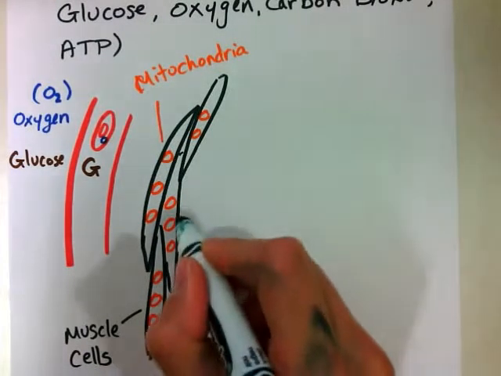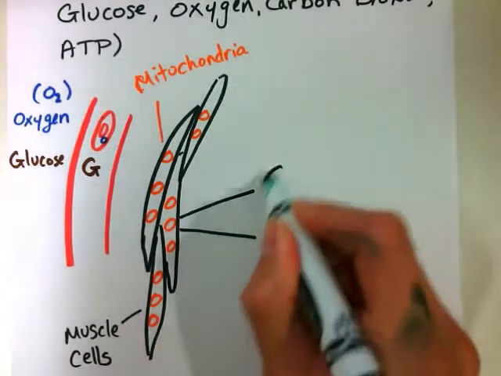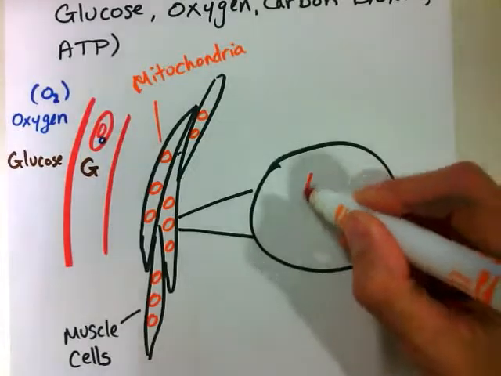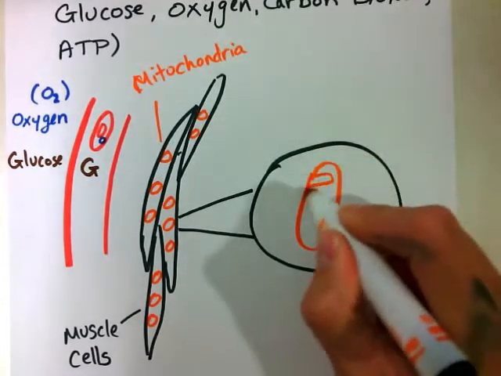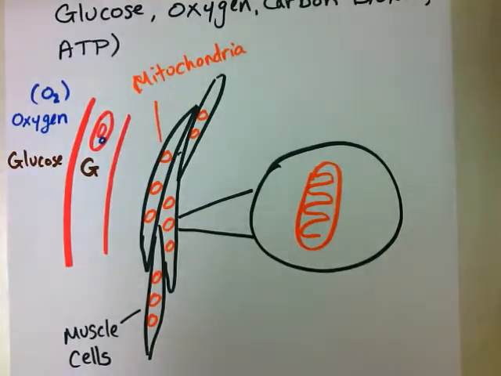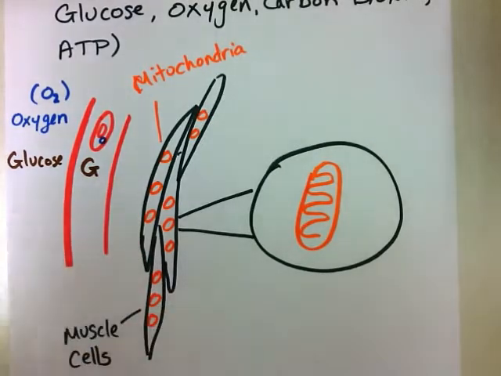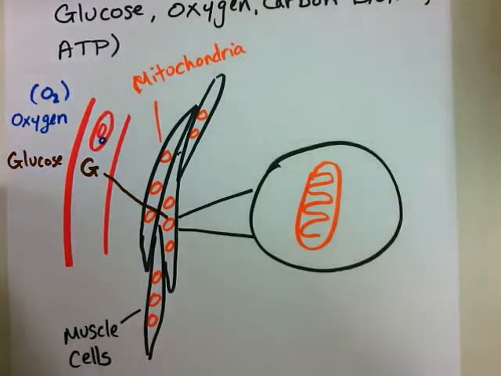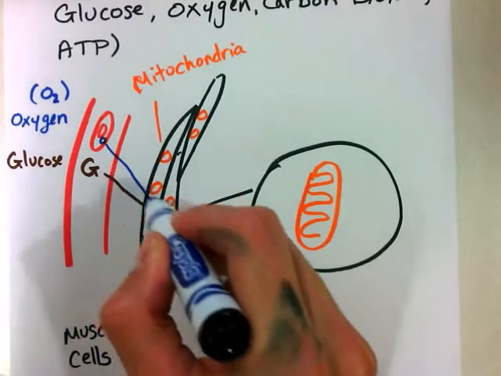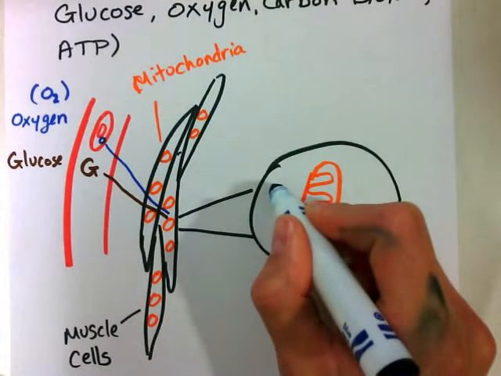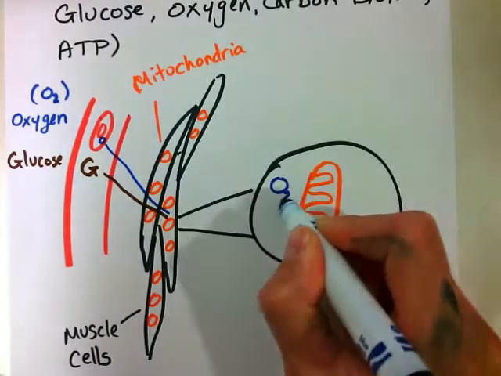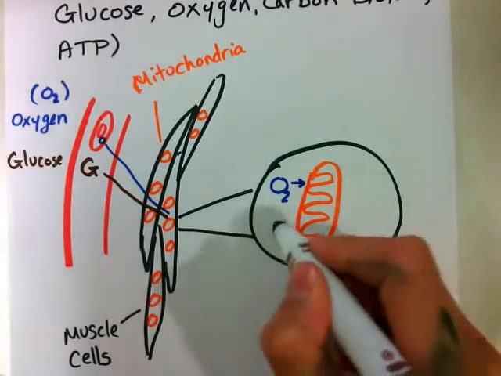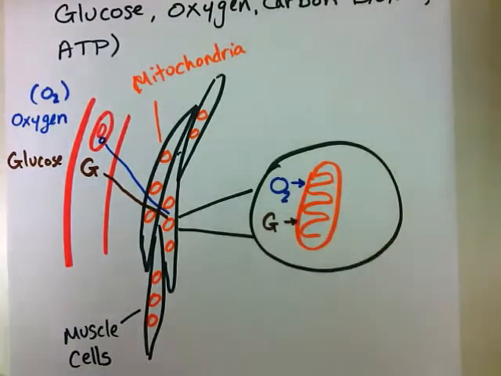Let's zoom in on a single mitochondria. Mitochondria kind of looks like a bean. It has these folds inside. So the glucose goes into the cells, and let's just have it go directly to this one. And the oxygen also goes to these cells. So our oxygen goes into the cell, and it actually goes to the mitochondria. Glucose also goes to the mitochondria.